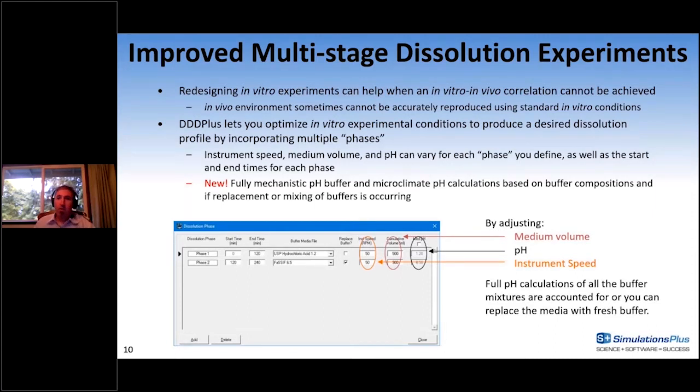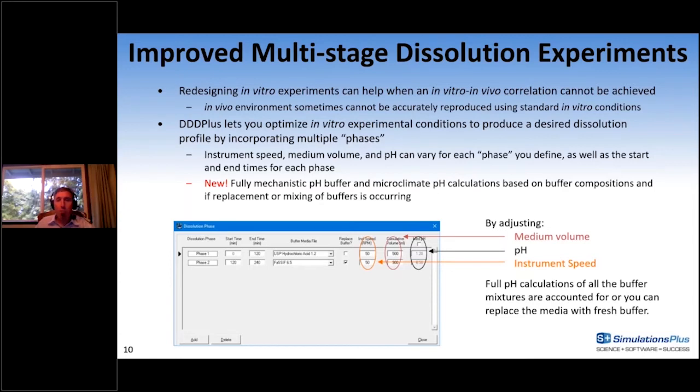If you use 4x concentrated FaSSIF buffer to equalize the pH to 6.5 when you mix that with the hydrochloric acid, our software now predicts that and allows you to do that fully mechanistically using our pH buffer calculations. So it really does an excellent job of combining all the aspects of the pH model in DDDPlus.